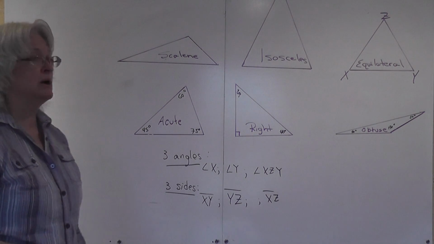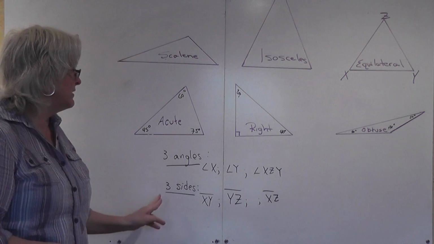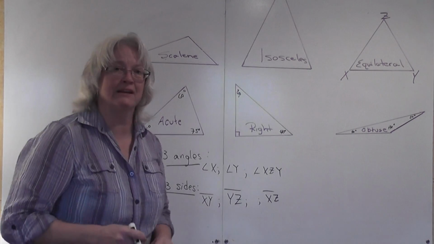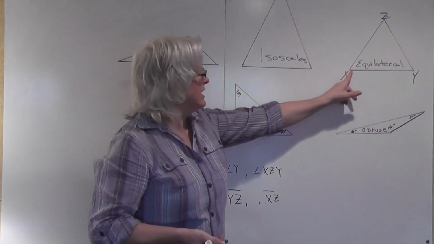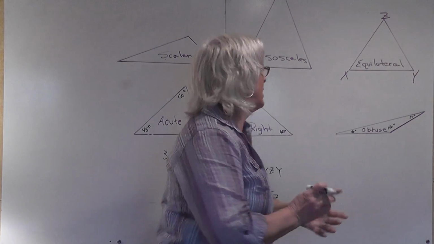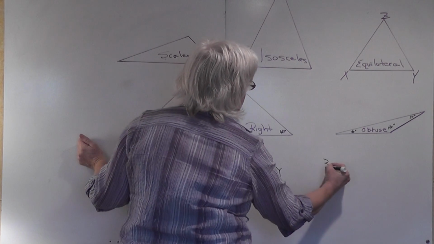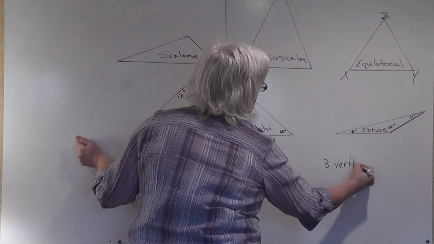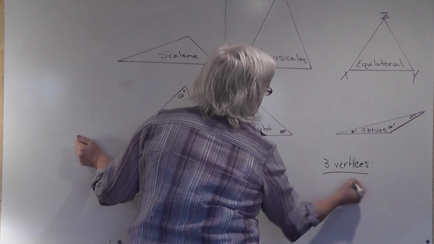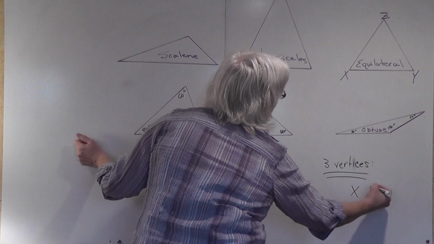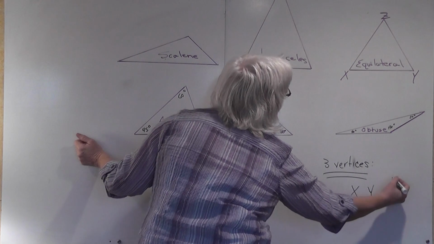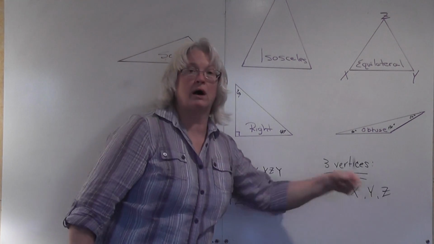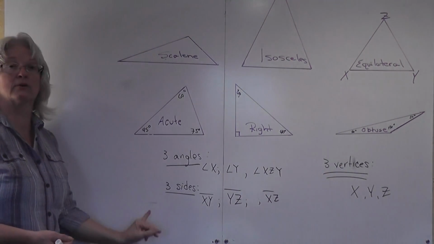So we have 3 angles, and we have 3 sides, and then we also have 3 vertices. The vertex is X, the vertex is Y, the vertex is Z. So we have 3 vertices, not 3 vertexes, and those you indicate simply by the capital letter that indicates that point. So there are 3 vertices, 3 angles, and 3 sides.